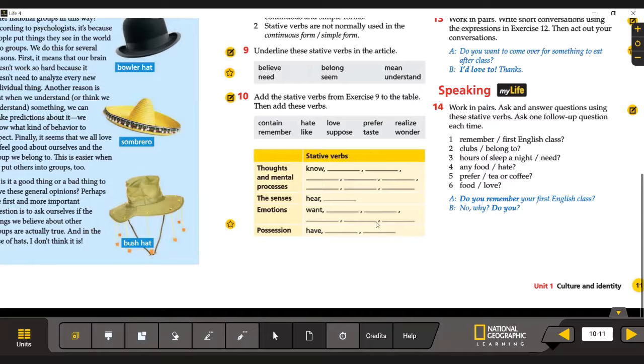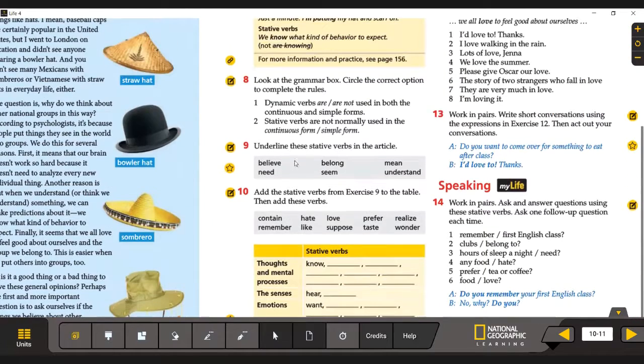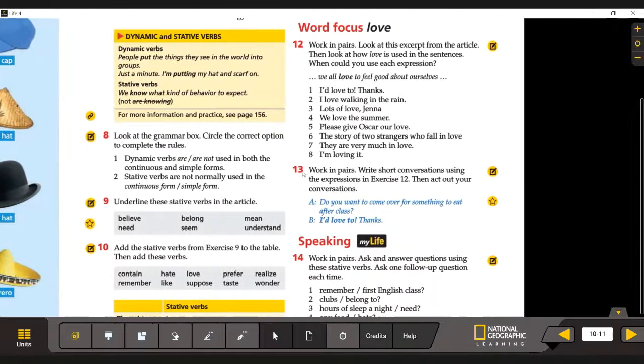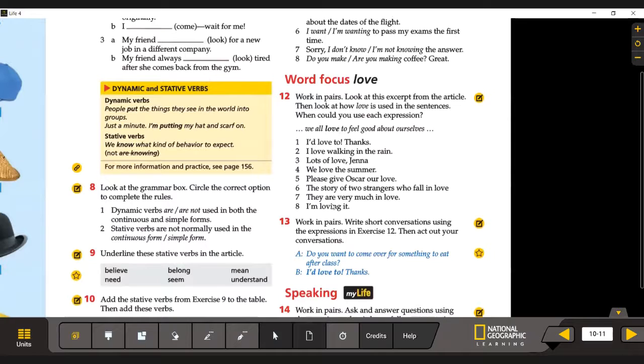When are we going to check this table? Tomorrow. Tomorrow I will check the answers to these tables, and we will also check the answers to these two statements. So by tomorrow, everybody must know what a dynamic verb is and what a stative verb is, and everybody must be able to give me examples of stative verbs. Remember that this is the exercise that we did on Monday.